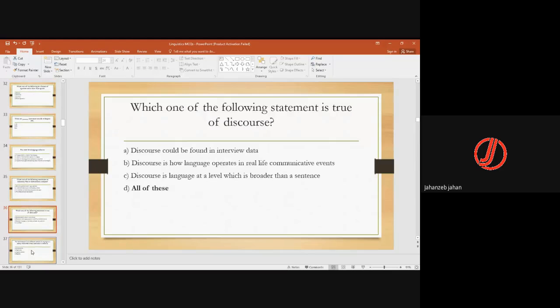Which one of the following statements is true of discourse? So all are true about discourse, गुफ्तगू के हवाले से कि it can be found in interview data. It is how language operates in real life communicative events. Or discourse is language at level which is broader than a sentence.